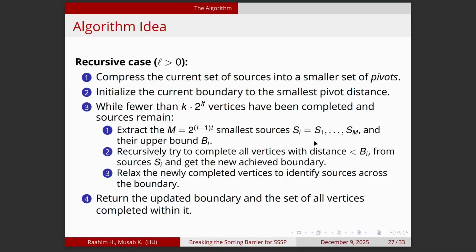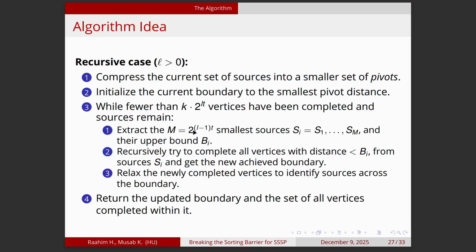The recursive case has that you have a bunch of sources, you first shrink them to a set of pivots using the finding pivots algorithm, and then you initialize your current boundary to the smallest pivot distance that you have. This is because any distance that you can compute from here has to start from some source, and so it needs to have at least the distance of the smallest source. And then, while fewer than k times 2 to the LT vertices have been completed, we extract m equals 2 to the (L minus 1) t smallest sources.